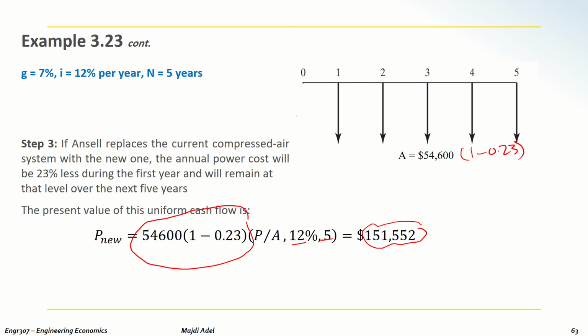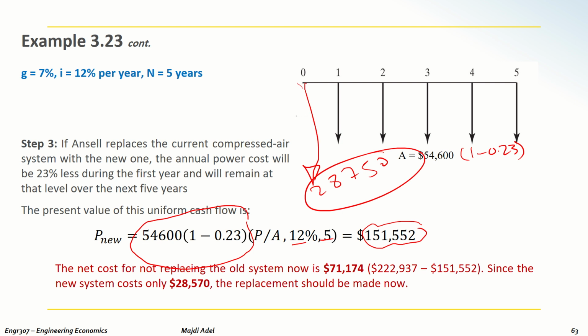Actually, the answer to the solution that we have to consider the investment that we have done. Here I have done an investment of $28,750. So we are going to compare the marginal revenue, which is the savings, how much I have saved as electricity cost, which is $222,000 minus $151,000. The cost without replacing the system and the cost after replacing the system.